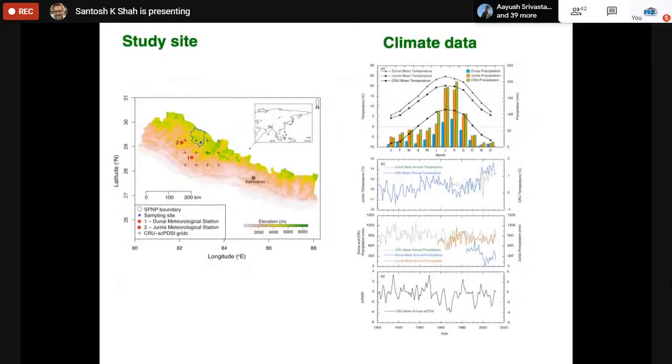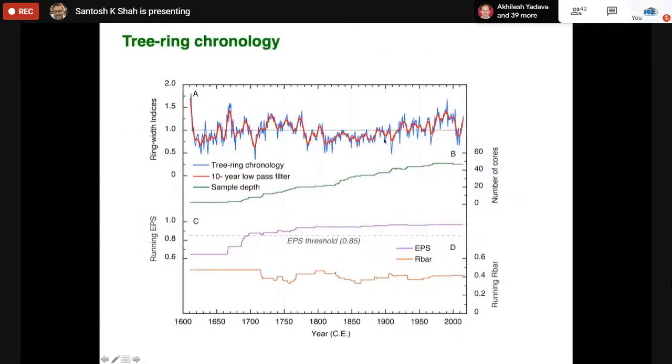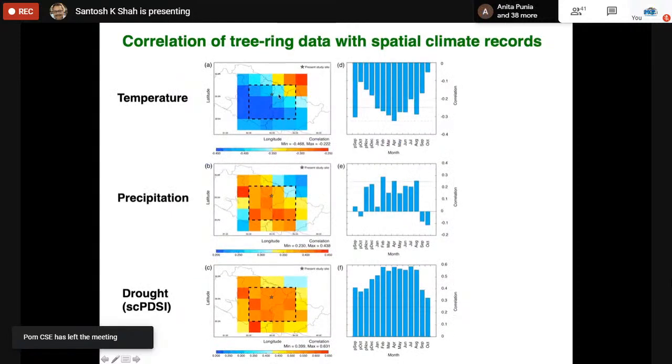So we used a record from Nepal, from the Dolpo region, and these are the climate records of that area. This is the chronology of Pinus, that is blue pine, extending from around 1610 to recent 2015. And here what we did was a special correlation.